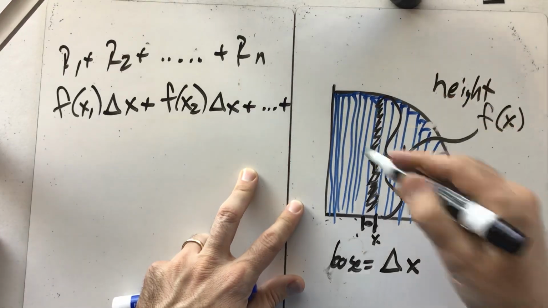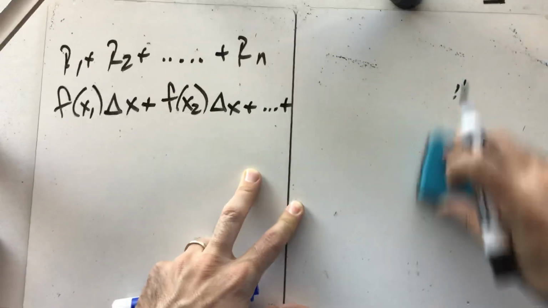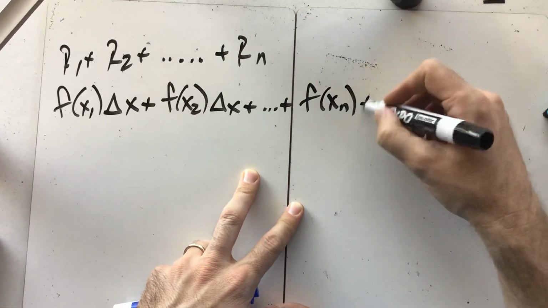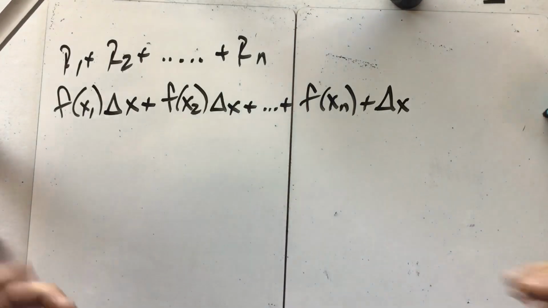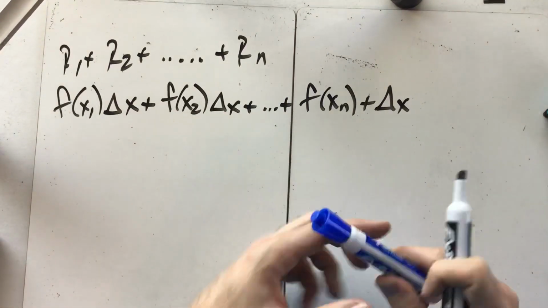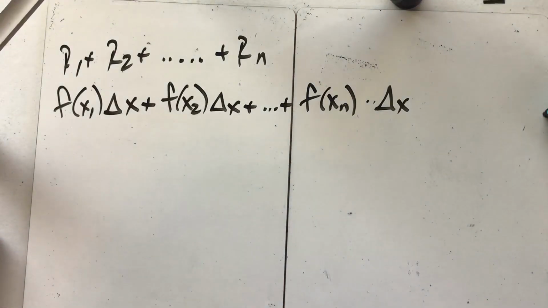And let me erase my picture so that we can see. And then we'll have f of x plus delta x. So what is this formula saying? This formula is just saying do base times height, base times height, base times height. Oh, that's a multiply. Base times height, base times height, base times height, all the way across.